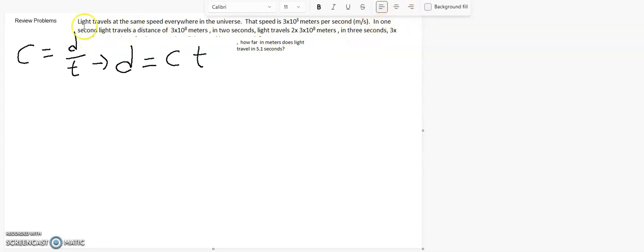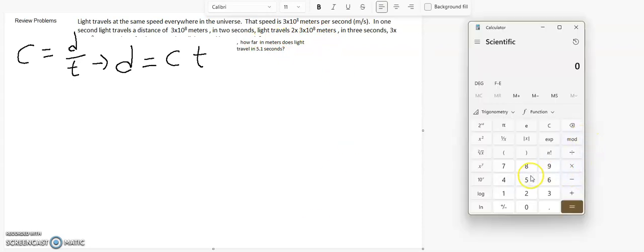All right, so in 1 second, light would travel a distance of 3 times 10 to the eighth meters, right? Because 1 times 3 times 10 to the eighth, and then 2 times 3 times 10 to the eighth. Here, let me get my calculator over here. So in 2 seconds, it would be 2 times 3 times 10 to the eighth. All right, so this many, 600 million meters. And so forth. 3 seconds, 3 times that. But in this particular problem, they ask us what it would be if it was 5.1.